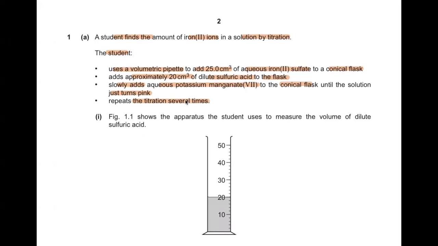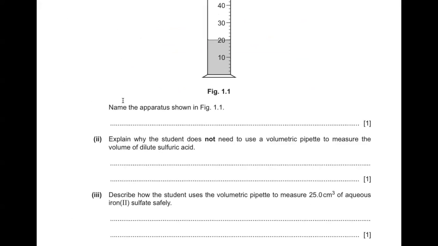Now, figure 1.1 shows the apparatus the student uses to measure the volume of dilute sulfuric acid. Name the apparatus shown in figure 1.1. Yes, what is the name of this apparatus? Measuring cylinder. Okay.